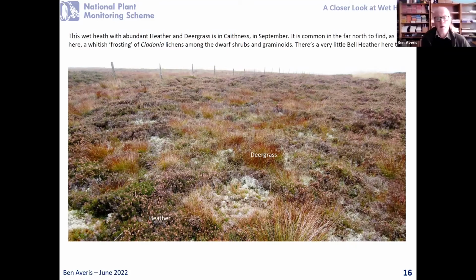And because this was taken in the autumn, the deergrass has changed from green. It doesn't stay green for as long as it actually is, more kind of an orangey brown color. In the autumn, it goes this brown, this golden color, makes it more distinctive. But this is an example of some wet heath right up in the far north, where you can get a kind of frosting of lichens of the genus Cladonia, different kinds of Cladonia, Cladonia portentosa, Cladonia uncialis, Cladonia arbuscula, those sorts of species, which imparts a particular sort of visual characteristic to the vegetation. This makes it quite distinctive.